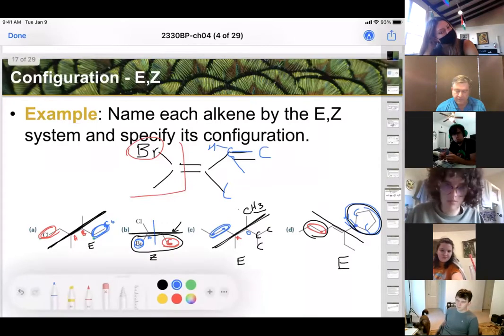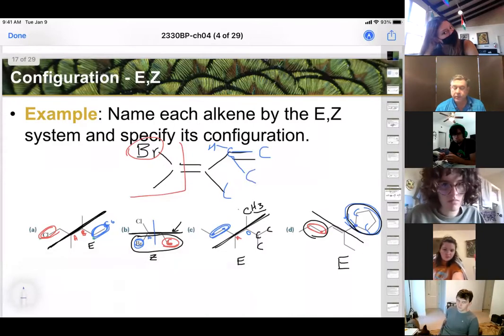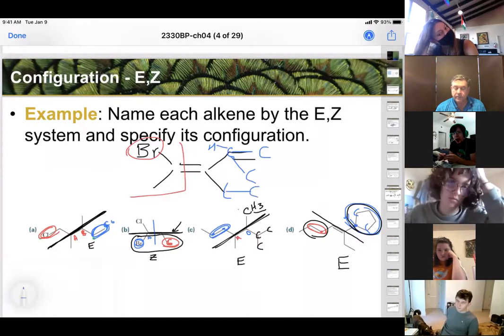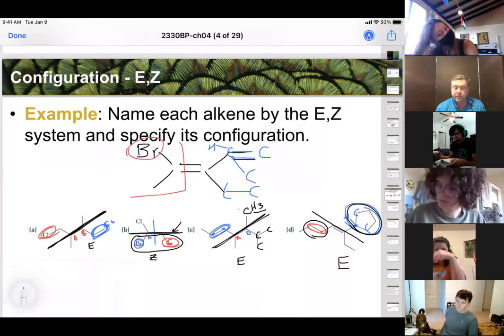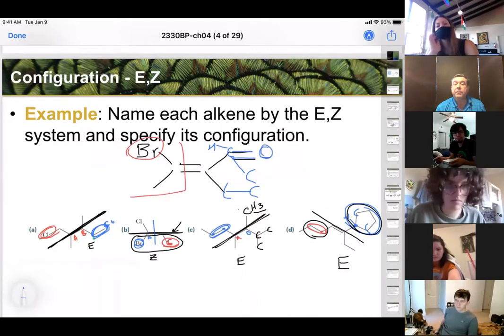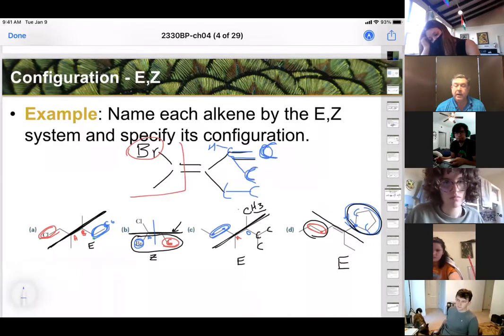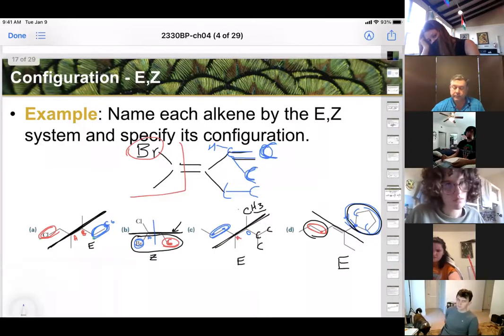It auto-corrected on me, carbon. So the third rule is if, let's say we had a single bond to a carbon here, the fact that this double bond, you get to count the carbon twice. You get to count the carbon for the sigma bond and the carbon for the pi bond. That's the third rule. And I should put one of those examples in here.